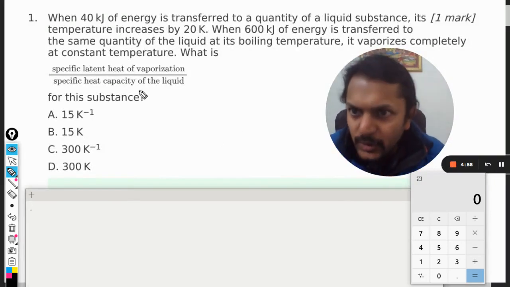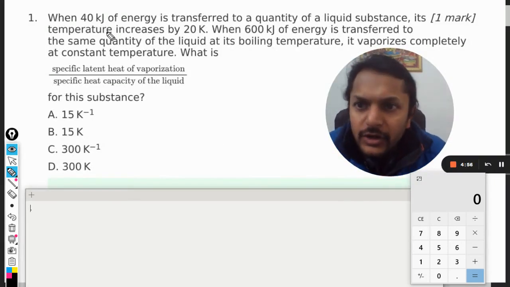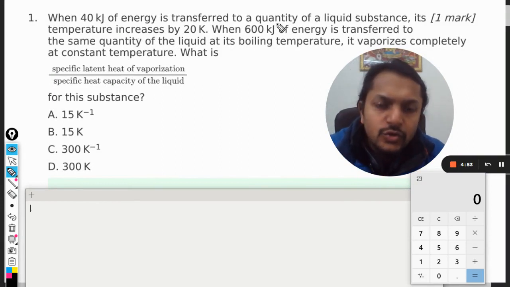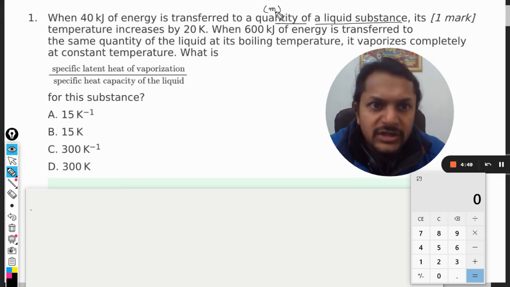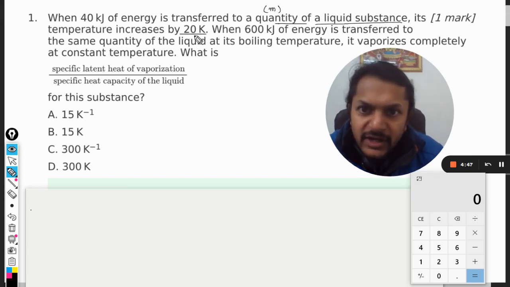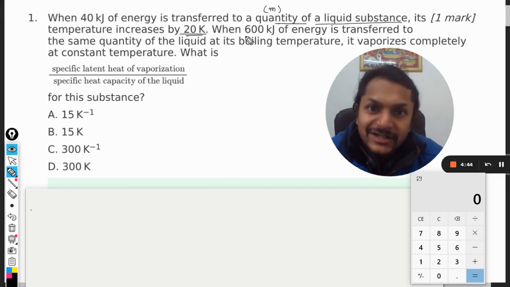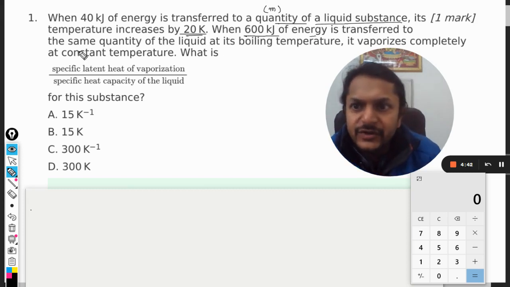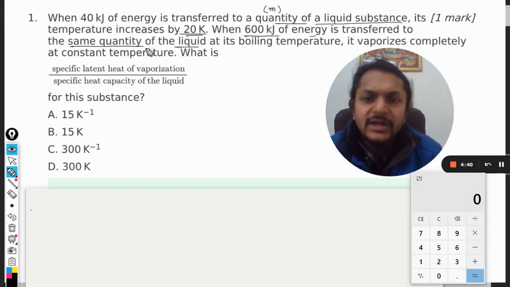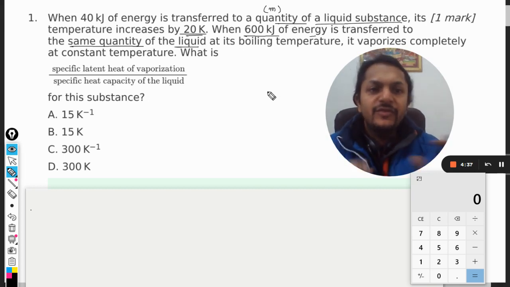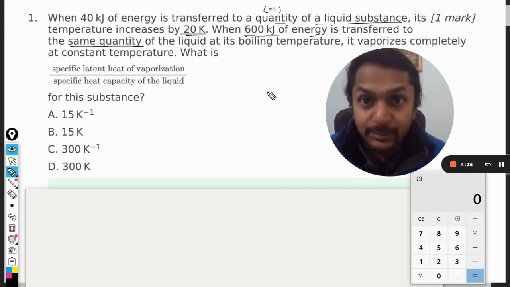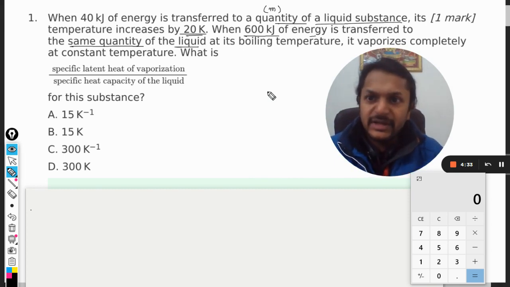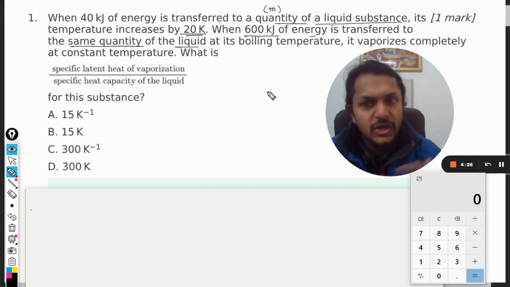Okay, dear students, let us see what is there in this question now. When 40 kilojoule of energy is transferred to a quantity of liquid substance, so the quantity is not given, its temperature increases by 20 Kelvin. When 600 kilojoule of energy is transferred to the same quantity of the liquid at its boiling temperature, it vaporizes completely at constant temperature. So the phase transformation is taking place. What is the ratio of specific latent heat of vaporization and specific heat capacity of the liquid for that substance?